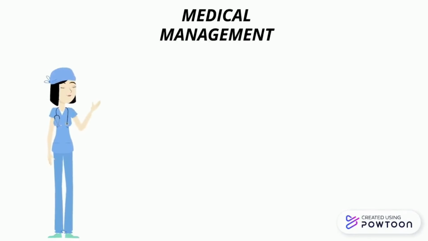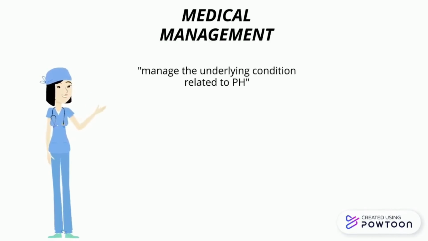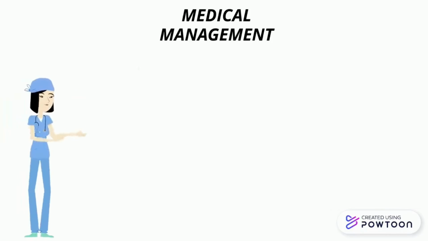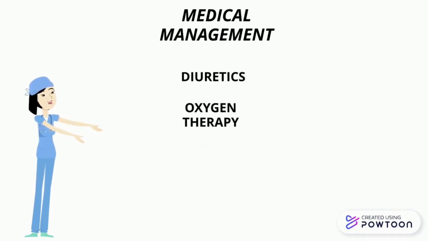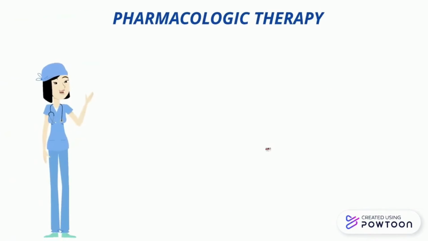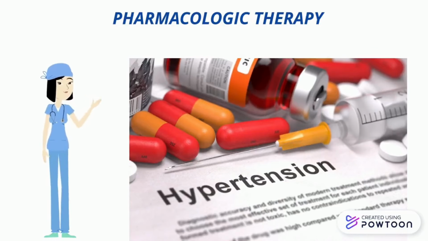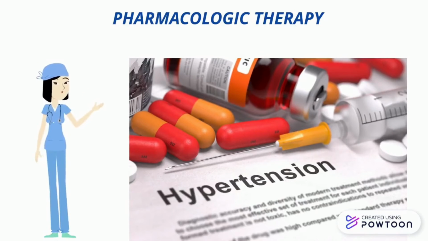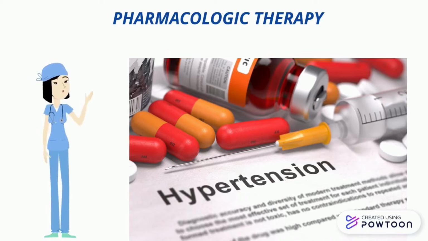The primary goal of treatment is to manage the underlying condition related to pulmonary hypertension if the cause is known. All patients with pulmonary hypertension should be considered for the following therapies: diuretics, oxygen therapy, anticoagulants, and digoxin. Different classes of medications are used to treat pulmonary hypertension. This includes calcium channel blockers, prostanoids, endothelin antagonists, and phosphodiesterase type 5 inhibitors.